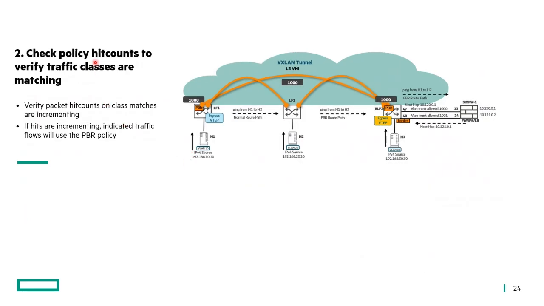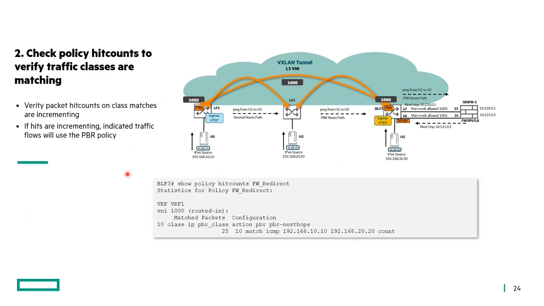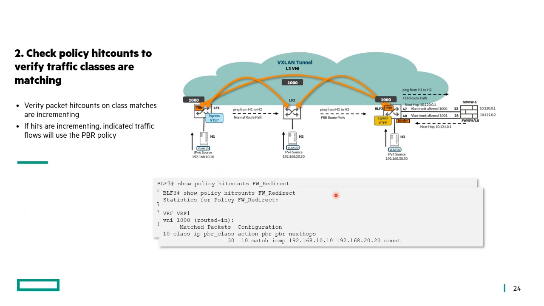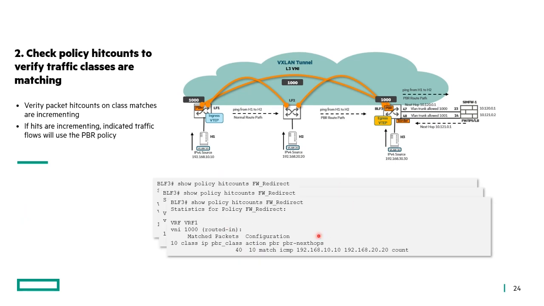And as mentioned, check the policy hit counts to verify the traffic classes are matching. In this case, we're looking at border leaf 3 here. We're just looking at the policy hit counts to verify that this is incrementing for the traffic that we're inspecting. And just run that a couple of times to verify that the packets are actually incrementing in that class.